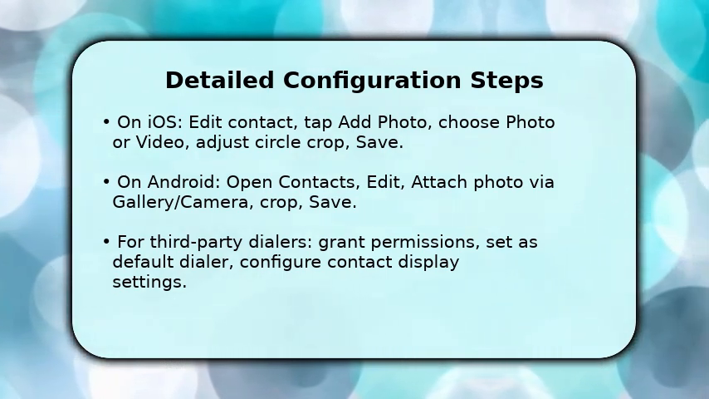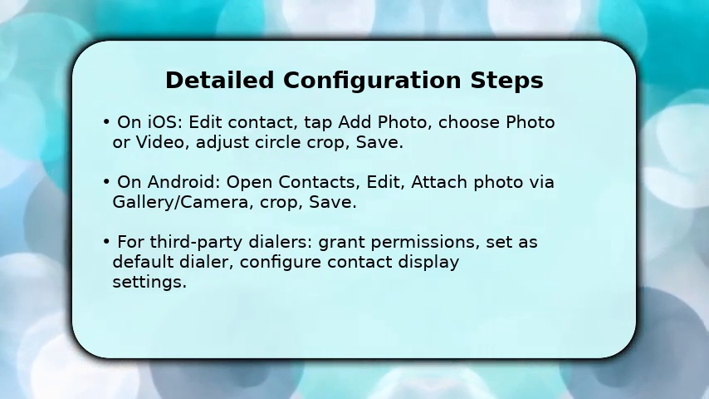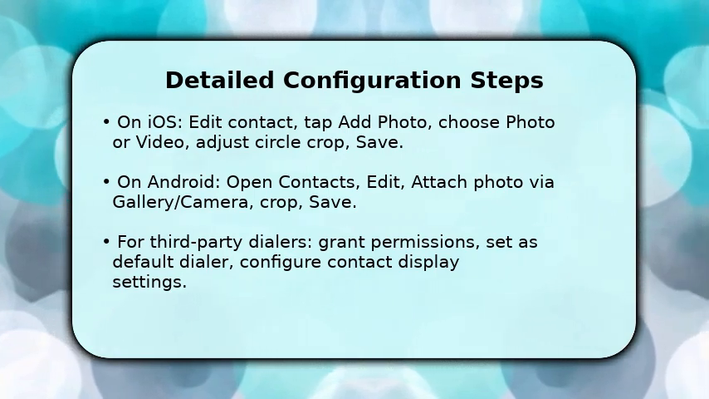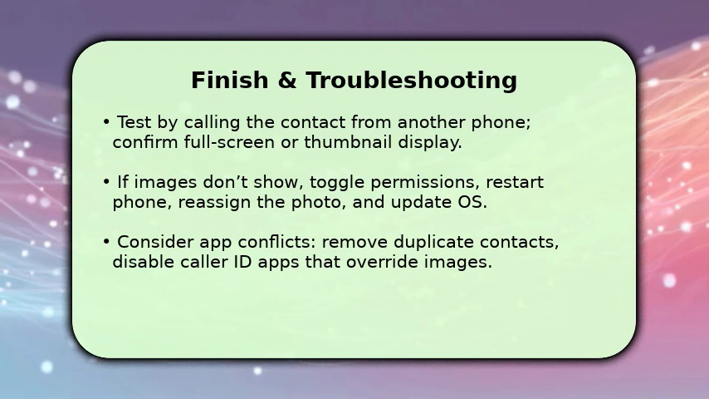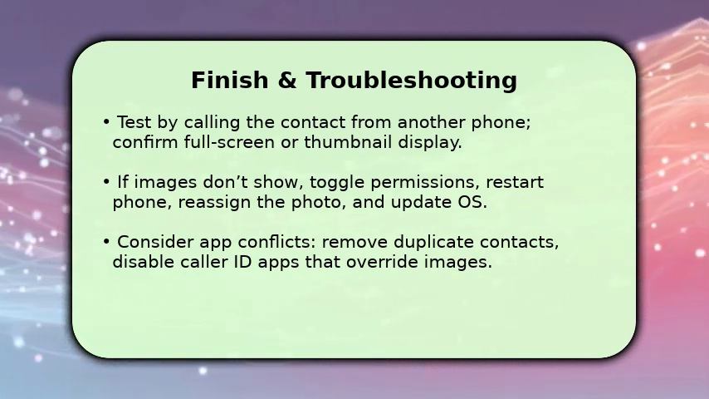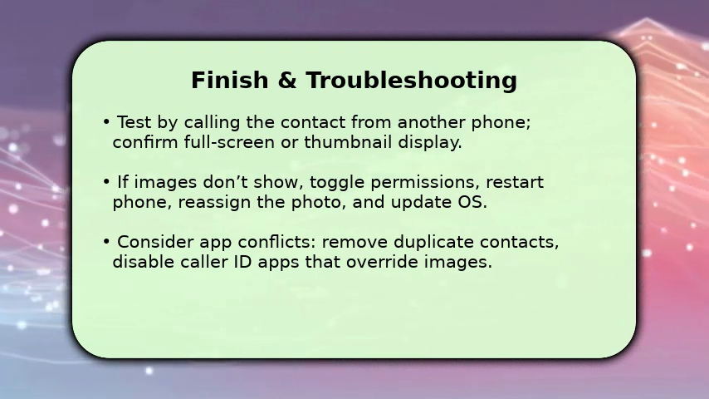If you use a third-party dialer, make sure it's the default phone app and that it has contacts and storage permissions, so images display. Finish by testing. Have someone call you so you can confirm how the photo appears, full screen or thumbnail depending on OS and settings. If it fails, make sure contacts and phone have permissions, toggle them off and on, then restart the phone.